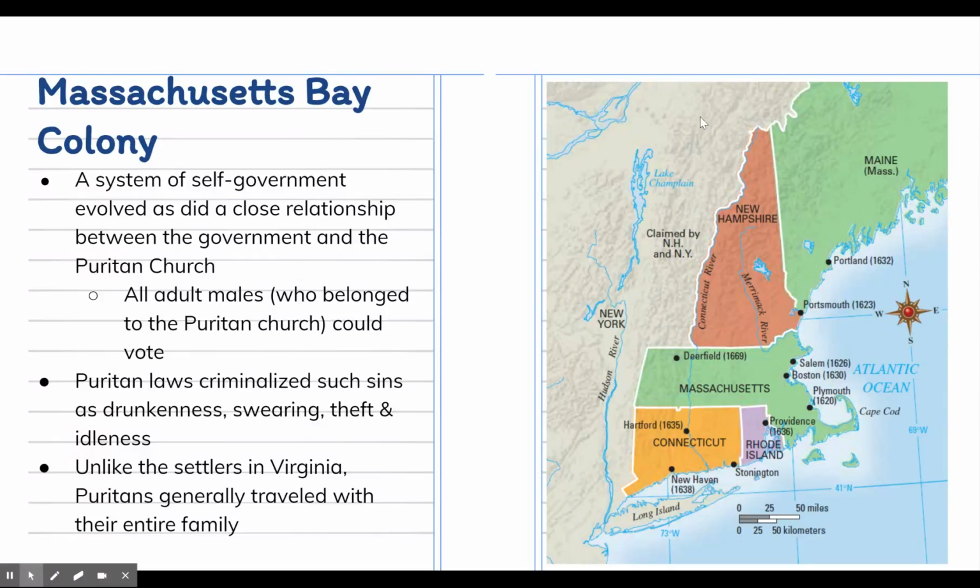So here we have a map of the New England area. So right now we're talking about Massachusetts. So you see right here, Plymouth is where the Pilgrims came in 1620. Boston, 1630, where John Winthrop landed. And so that will eventually become Massachusetts. The next slide will be talking about Rhode Island and how Rhode Island gets founded.